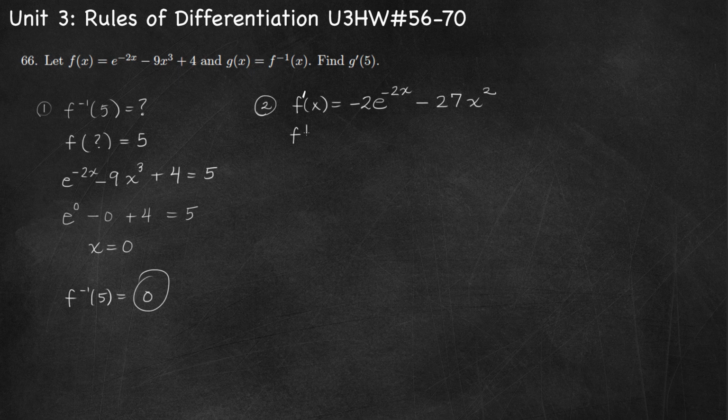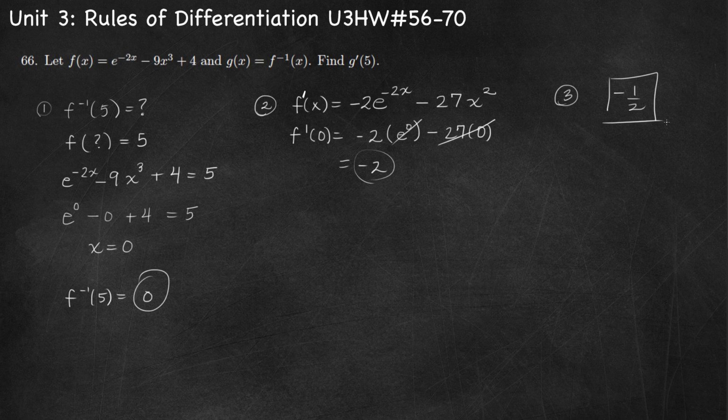Now we find f prime of 0, the answer from step 1. So -2 times e to the power 0 is just 1, minus 27 times 0 is 0. So this is just -2. That's my answer from step 2. And then step 3, we're going to take the reciprocal. So -1/2 is my final answer.